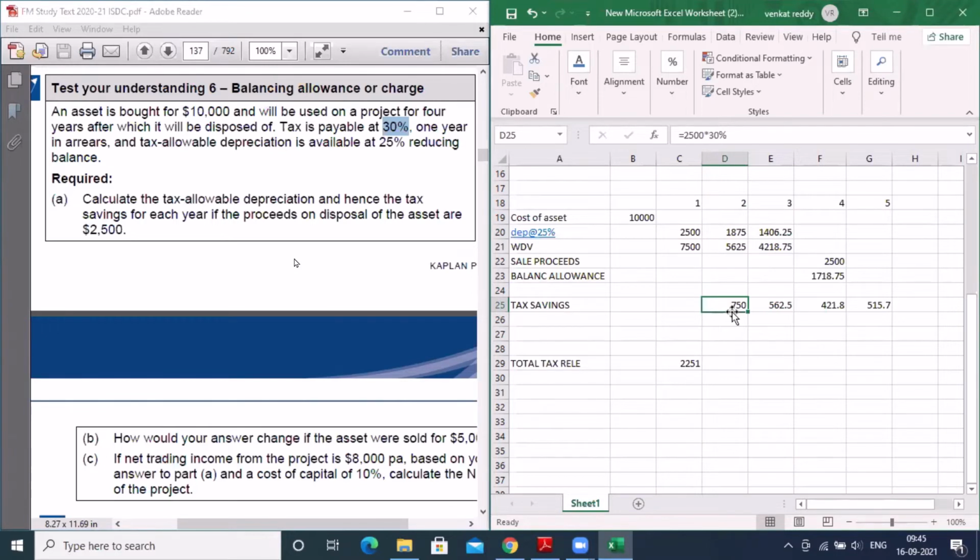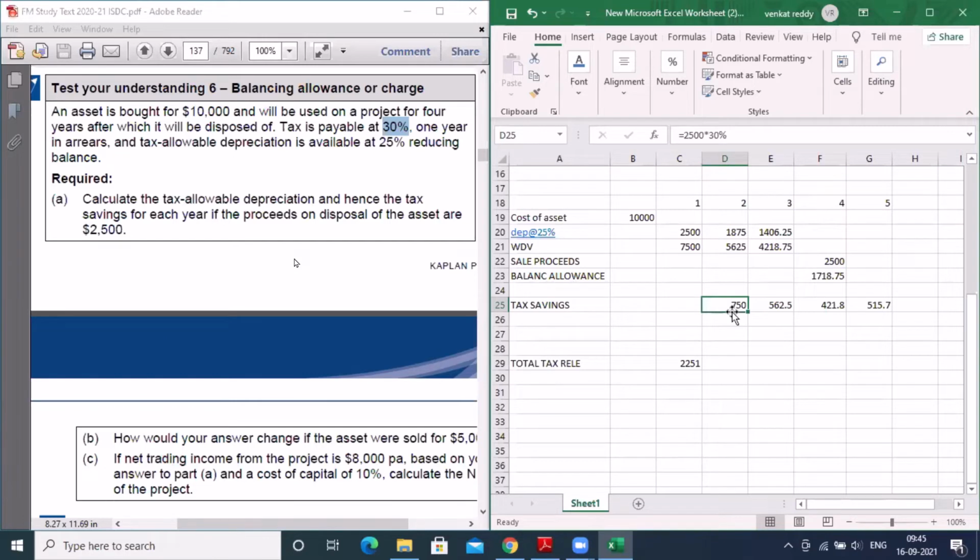So why am I considering it as tax saving? Because the 750 amount they can deduct, and the remaining tax amount they can pay to the tax authorities. So because of claiming the depreciation, the company saved a tax of 750. So this is related to the first year.